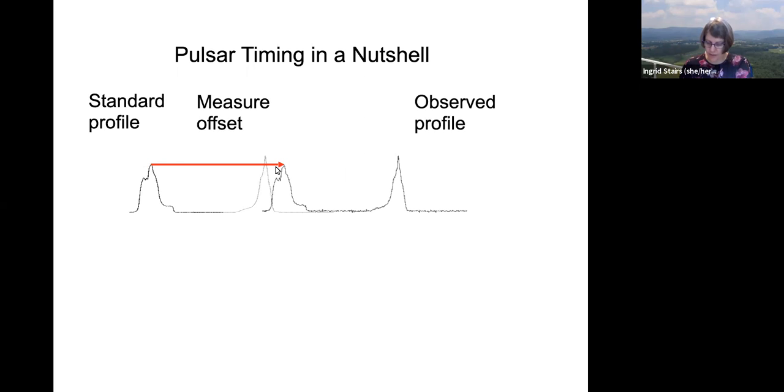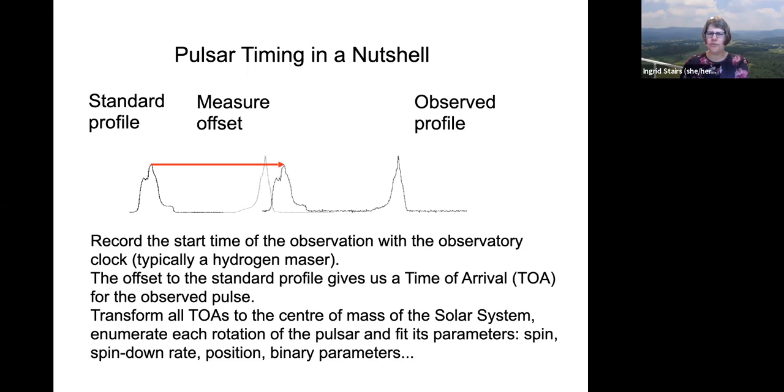Now, once the pulsar properties are established after discovery, we can usually convert that phase offset to a time offset by knowing the period of the pulsar when we take that observation. So then we have a time offset from where we think the pulsar should have landed. We also have a reference clock at the observatory, usually a hydrogen maser, that gives us the start time of the observation. If we put those pieces of information together, we get a time of arrival, or TOA. We're going to be talking a lot about those as we go through the next bit of the talk.